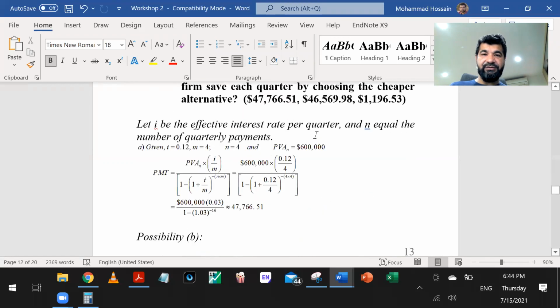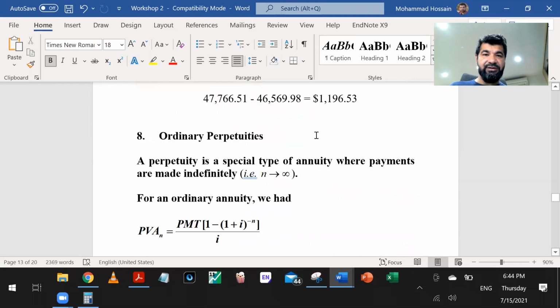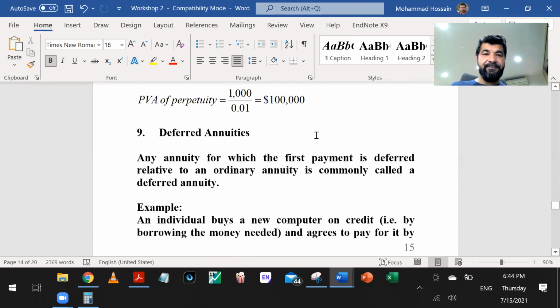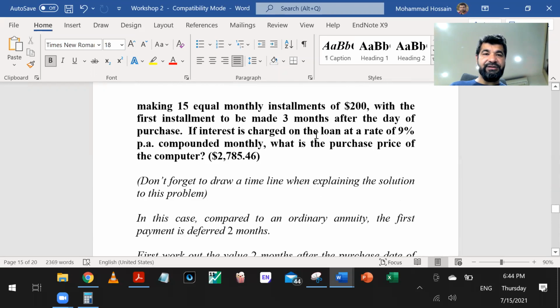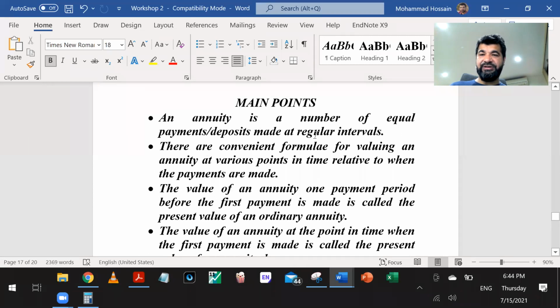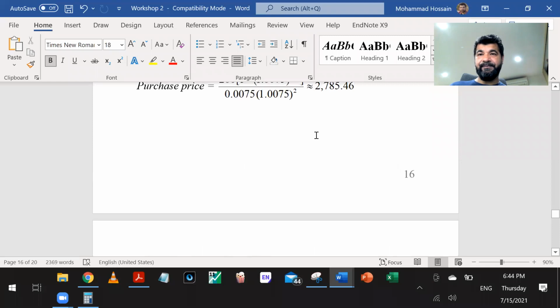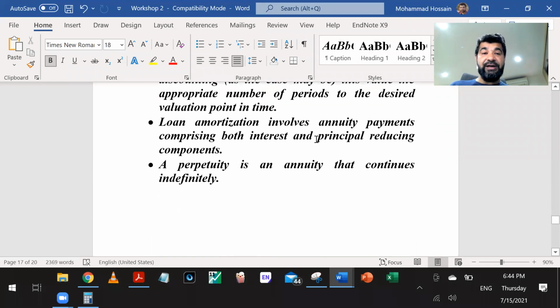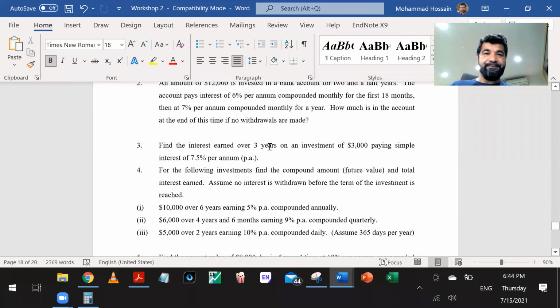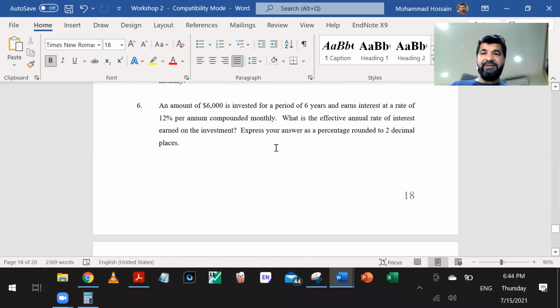Let me see if I want to go through these things again. What's ordinary perpetuity and deferred annuity? Okay, so we don't have much time, right? We have to actually spend some more time to do some of these problems, these 5 problems we need to complete as well. Okay, I'll do these 5 problems.